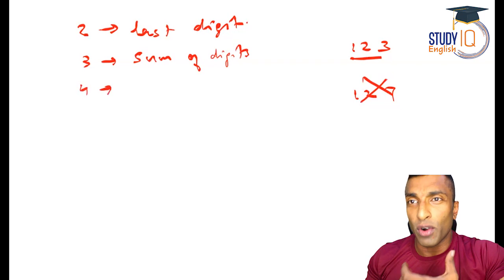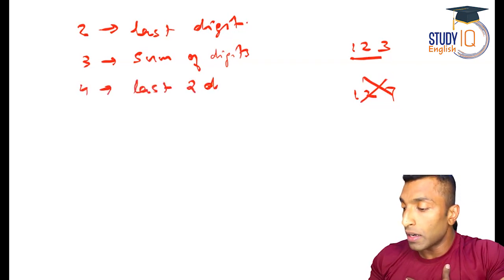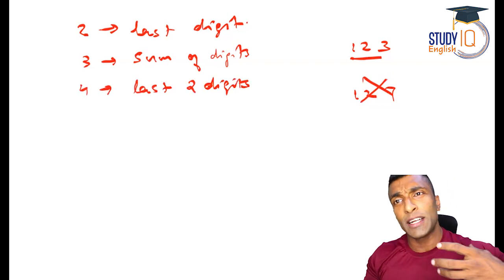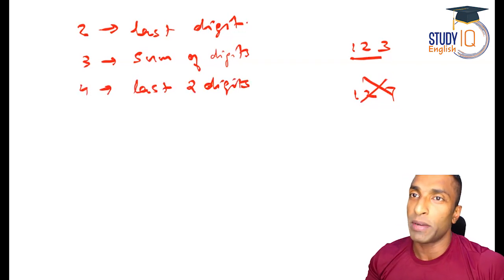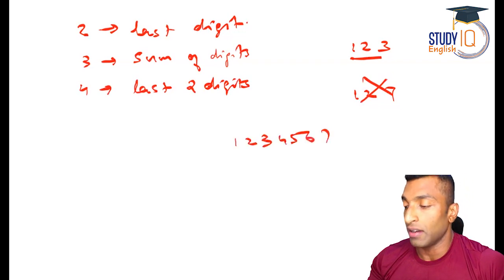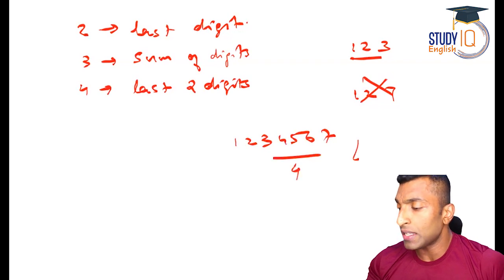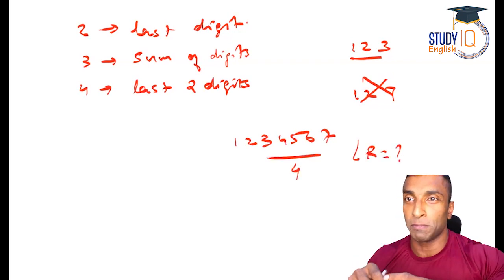Divisibility of 4, what we need to do is check the last 2 digits. We just need to see whether the last 2 digits are divisible by 4 or not. For example, if I get 1, 2, 3, 4, 5, 6, 7, this number is what I got. I want to divide it by 4 and I need to see the remainder. Suppose I need to do this.